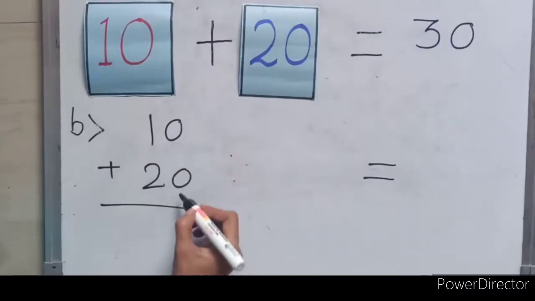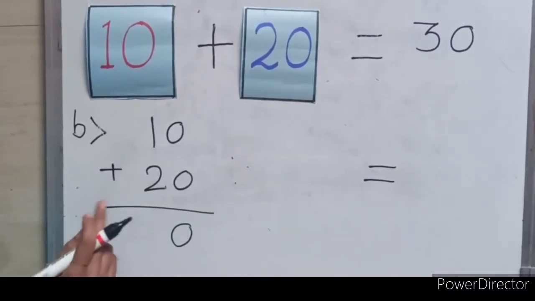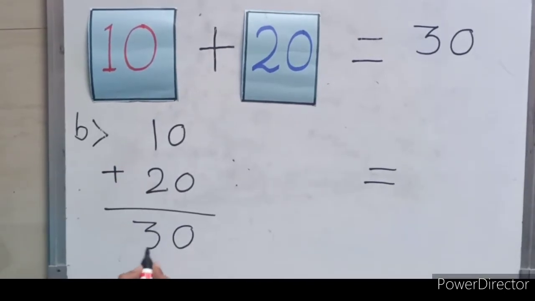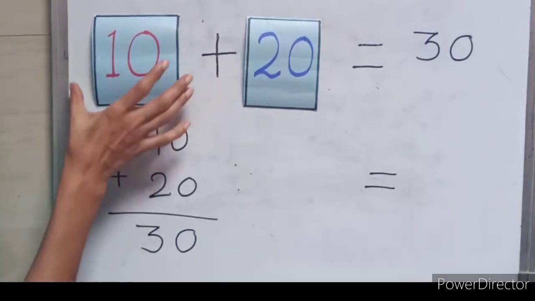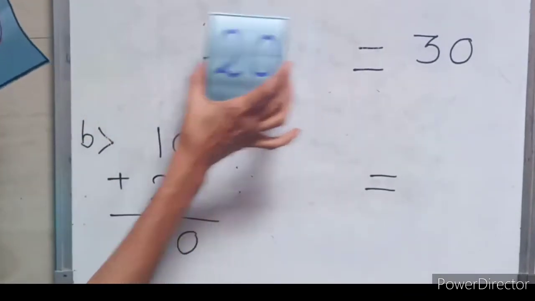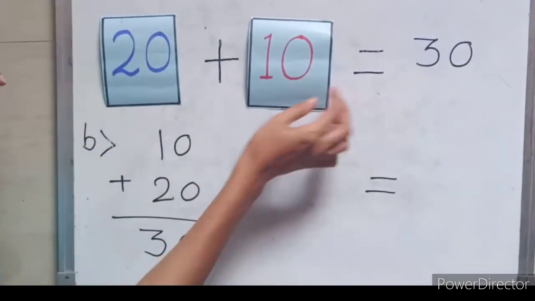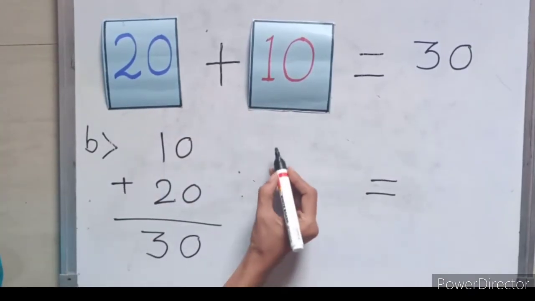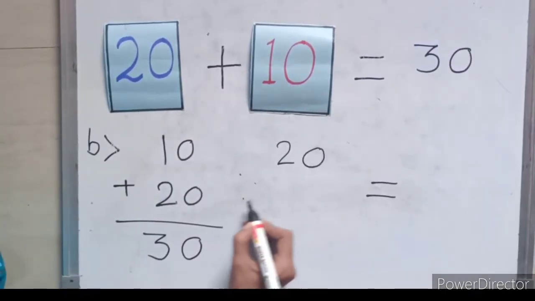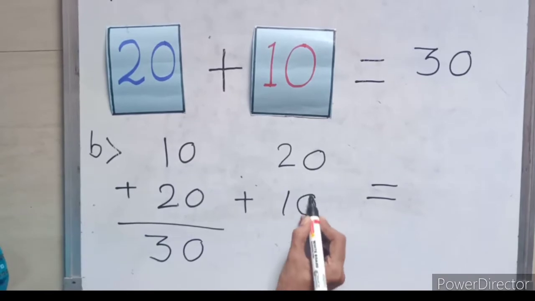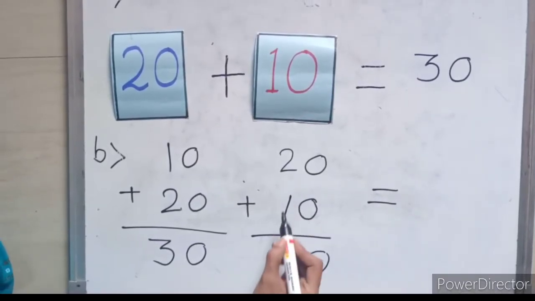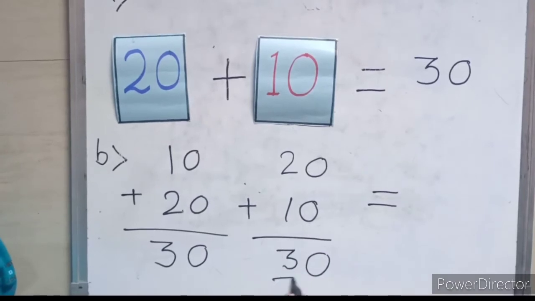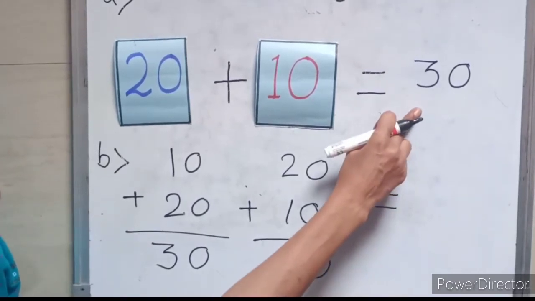So what will come? 0 plus 0, 0. 1 plus 2, 3. The answer is 30. But if I change the order of numbers, meaning 20 plus 10, then again we will do 0 plus 0, 0. 2 plus 1, 3. The answer is again 30.